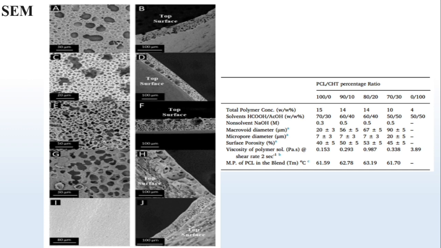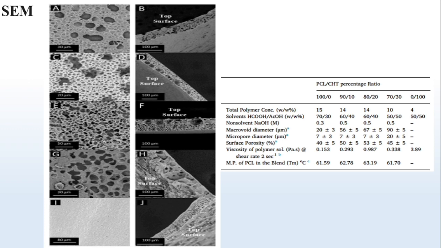To make it clear, we have a SEM image here. AB is pure PCL, CD is 90% PCL, EF is 80%, GH is 70%, and IJ is 100% pure chitosan. The SEM analysis of the membrane reveals a double porosity structure with microvoids opening toward the top surface and interconnected with the porous micropore network.